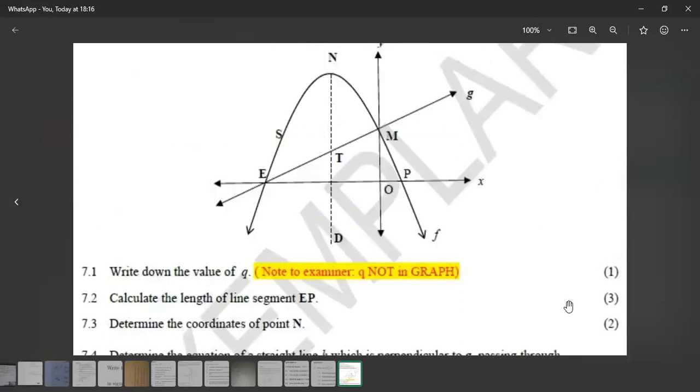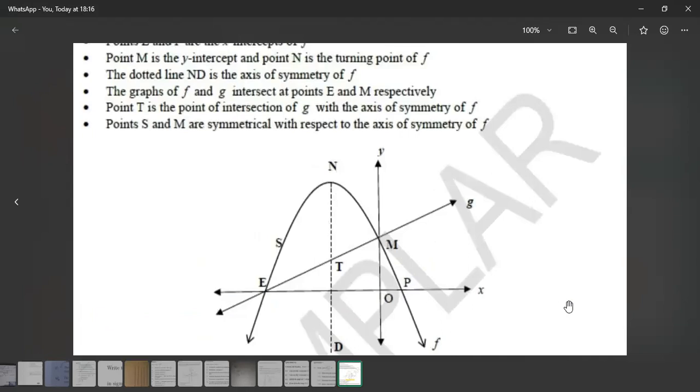So if you look at line NT, you can see that it's a vertical length. So always when calculating a vertical distance, you only consider the y values. So you say the bigger y value, which is at N, minus the smaller y value, which is at T. But now one thing you know is that the y value at N is known, but at T, it's unknown. That's when you go to one of the bullets, the one that says the point T is the point of intersection of the straight line with the axis of symmetry of f.